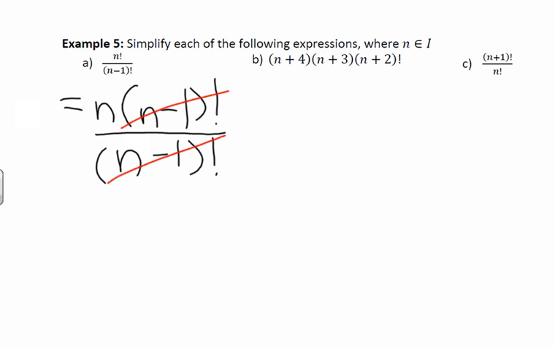Well, this is n minus 1. So, for example, if our n is 7, so we have 7 here, this n minus 1 would be 6. So we're always going down.